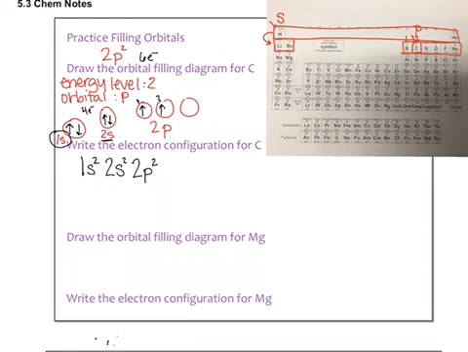So now our next example here is for magnesium. I'm just going to erase what we have written here for our carbon, so then we can look for magnesium on the periodic table. And here we know that we need 12 electrons.